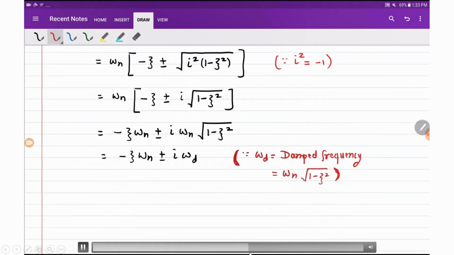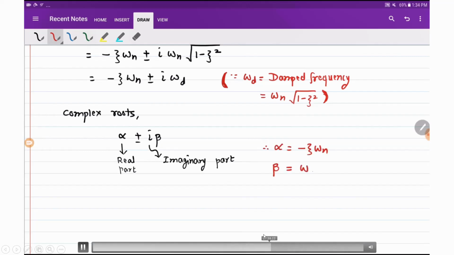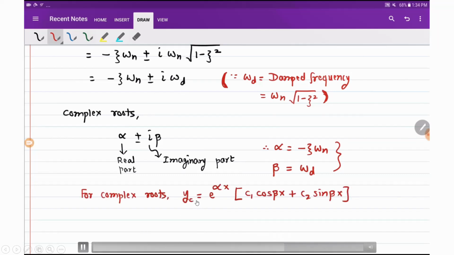And as these are complex roots, this is the real part of the root, that is minus zeta omega n, and i omega d is the imaginary part. So we can say that alpha is minus zeta omega n, and beta is omega d in this particular case. And for complex roots, what is the complementary function that we have seen in our engineering maths or M3? It is e raised to alpha x, c1 cos beta x plus c2 sin beta x.